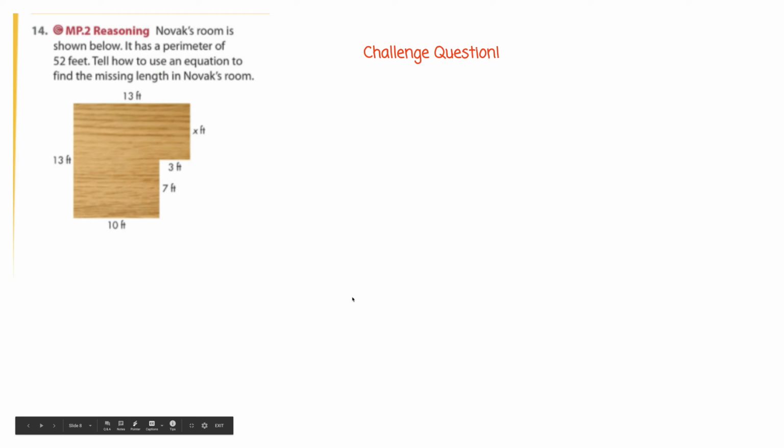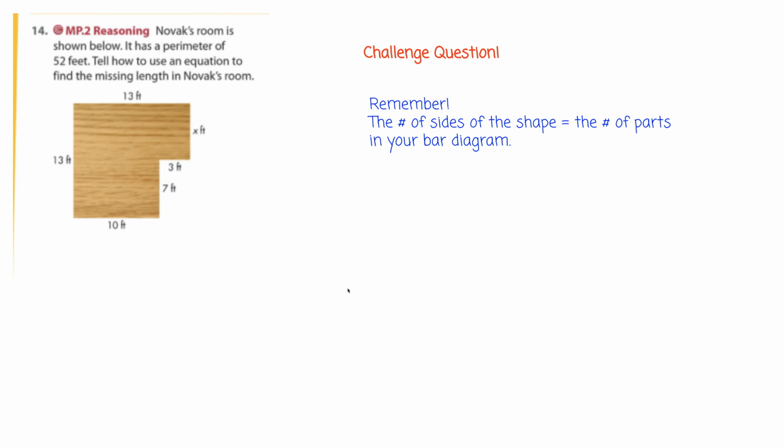Okay, here's a challenge question. Let's read this one together. Novak's room is shown below. It has a perimeter of 52 feet. Tell how to use an equation to find the missing length of Novak's room. First of all, we need to find out the number of sides of the shape is equal to the number of parts in your bar diagram. So if you're using a bar diagram, you need to find out the number of sides that the shape has first. So I'll give you about 2 minutes to work on this. Everybody use it on your paper. Go ahead and start.